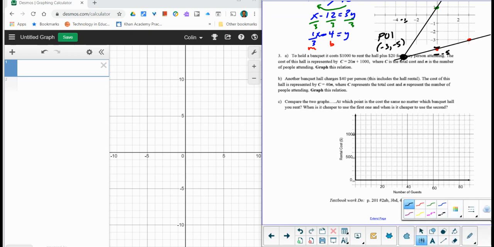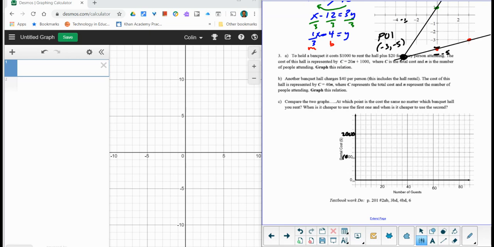Scaling is often the hardest thing to predict. So if we did every 2,000, that might make it a little easier. Okay, so let's pause here. We have a banquet hall that costs $1,000, and $20 per person attending. The cost of the hall is represented with this equation. So that's nice, they give us the equation to start with. C is the total cost, N is the number of people. We want to graph this equation.